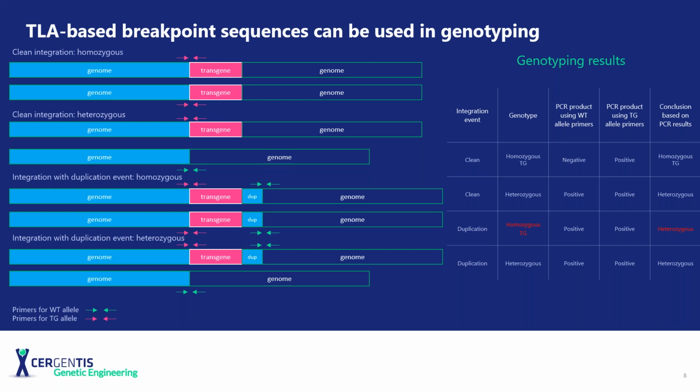Here, the primers would bind to your duplication as well as your transgene, giving you a false positive result for heterozygosity. Why I am showing you this is to show you how our TLA-based solutions are able to attack these exact structural variants to design an exact genotyping strategy.